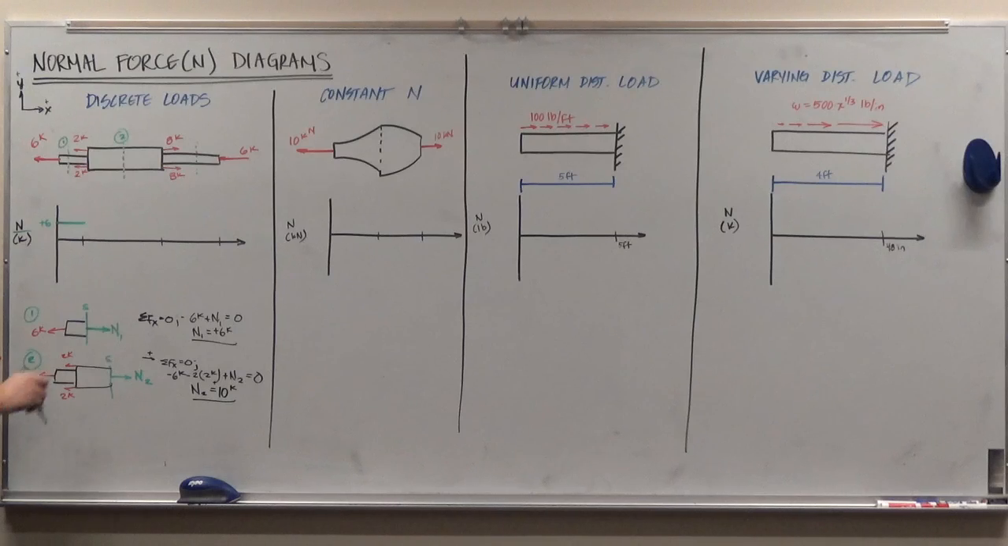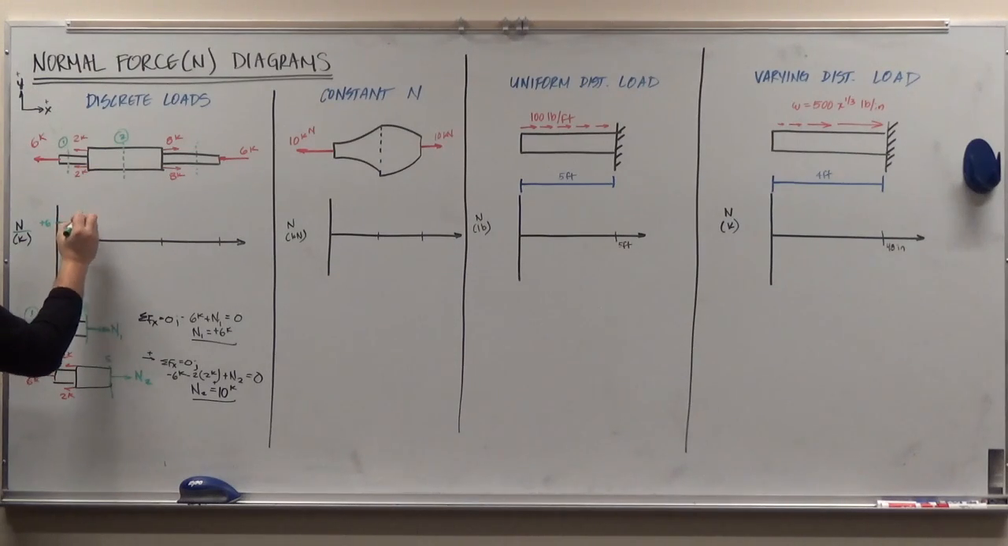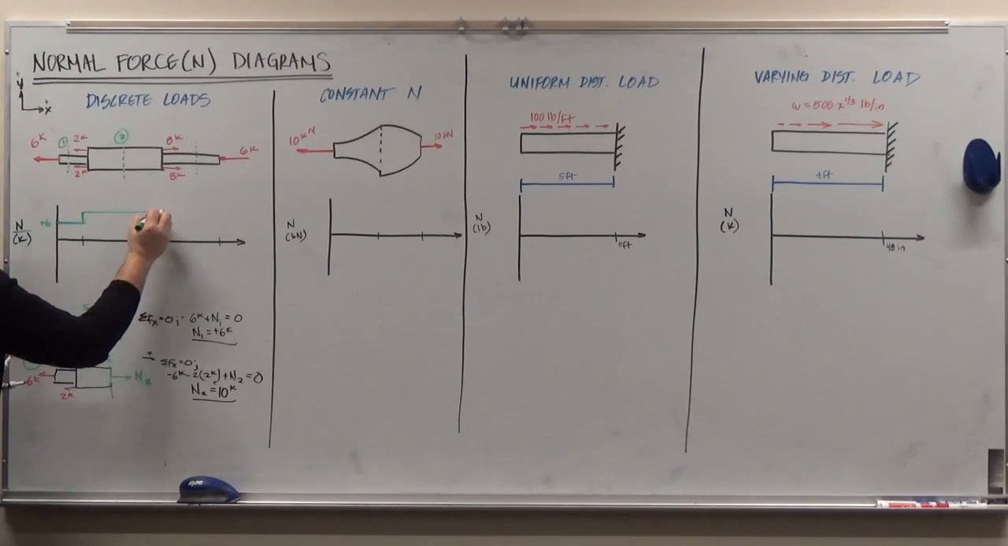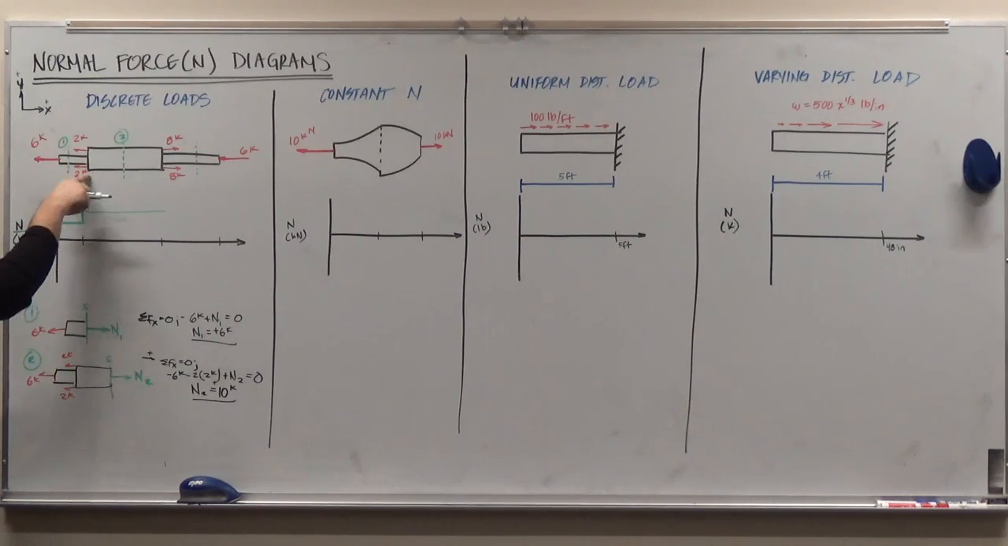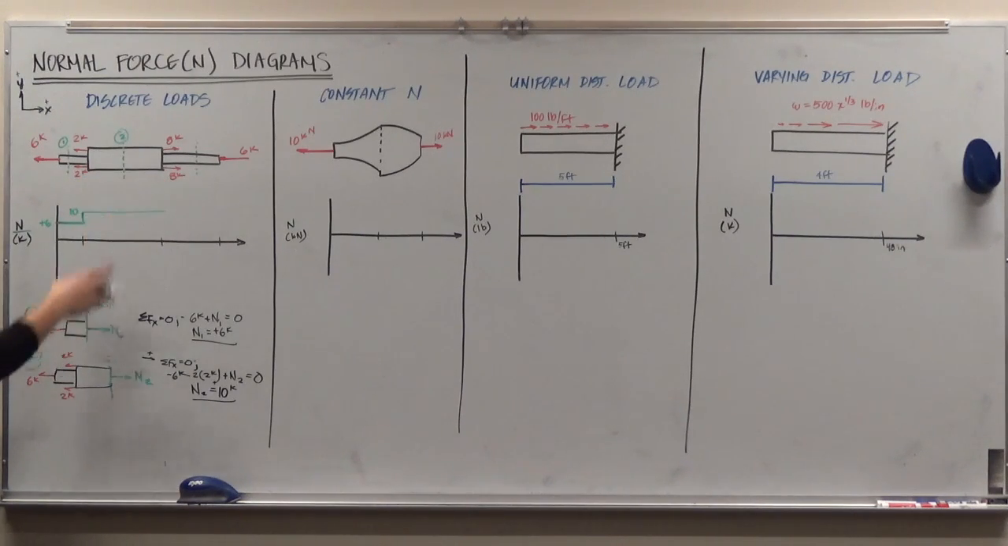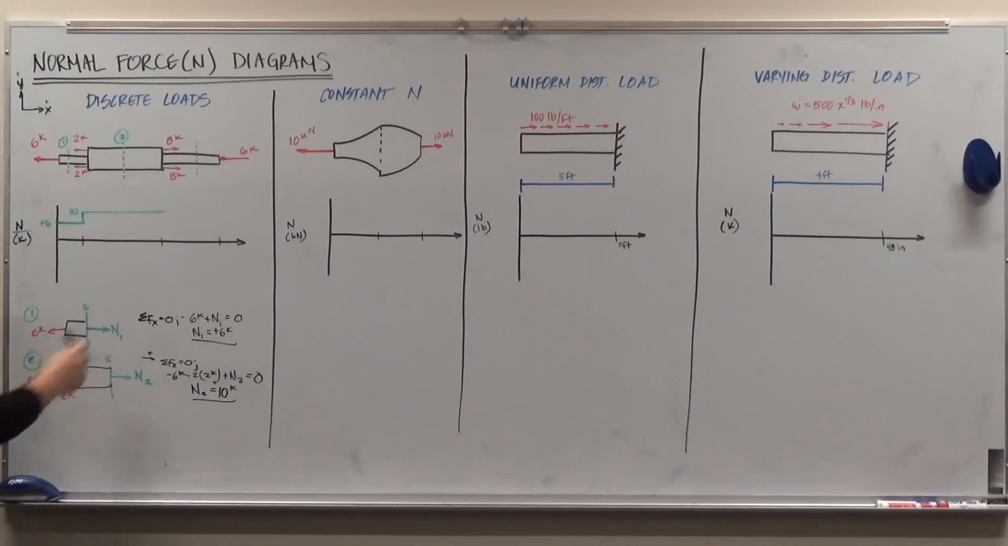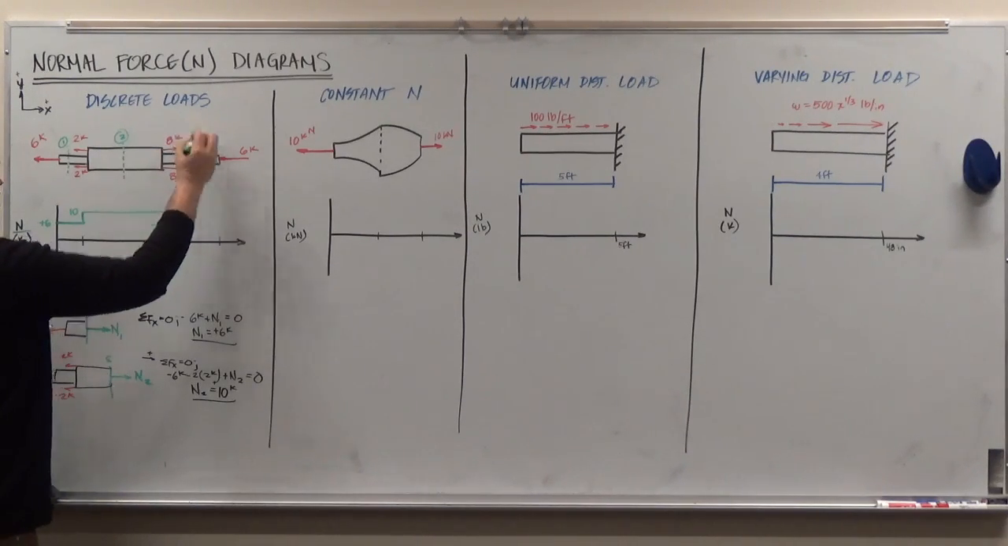So I can draw that on my diagram now. I jump up, and it's a constant 10 kips from this point to this point because there's no external forces applied in between. All right, so we have a constant value between those 2 points. Okay, and we just have one more section cut to make. That's section cut number 3 here.